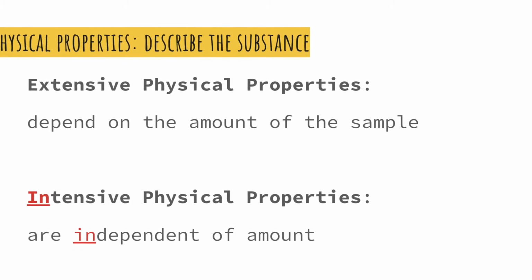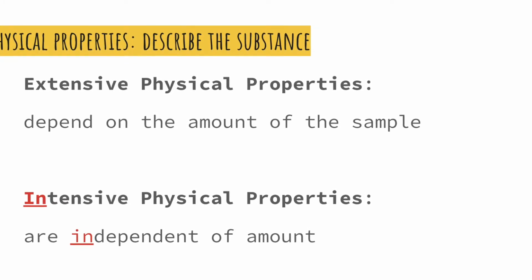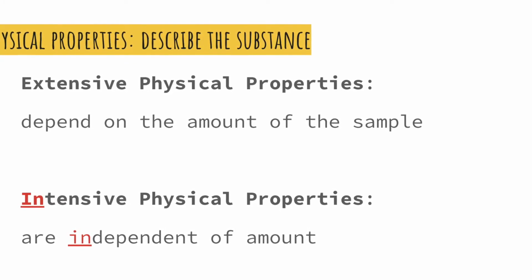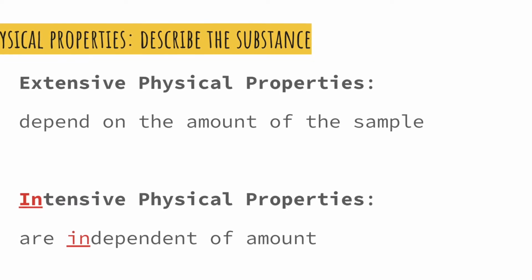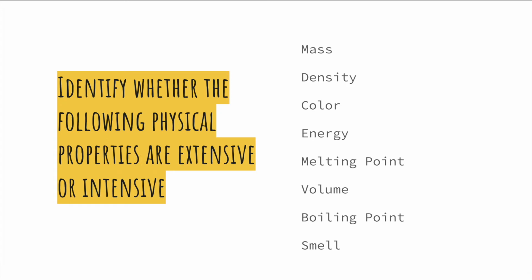Intensive physical properties are independent of amount. They do not rely on how much of a sample you have. For example, color and melting point are intensive properties. Take a moment to pause this video and identify whether the following physical properties are extensive or intensive.